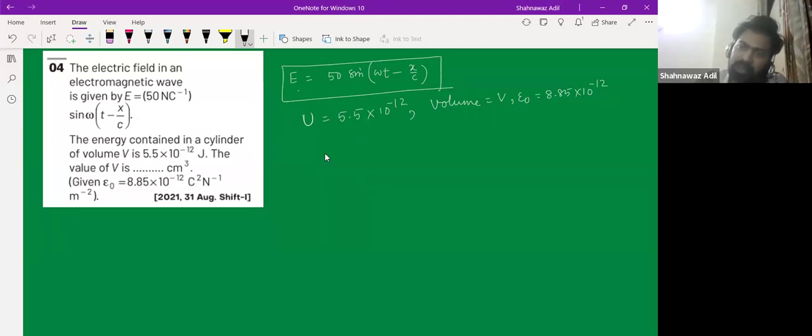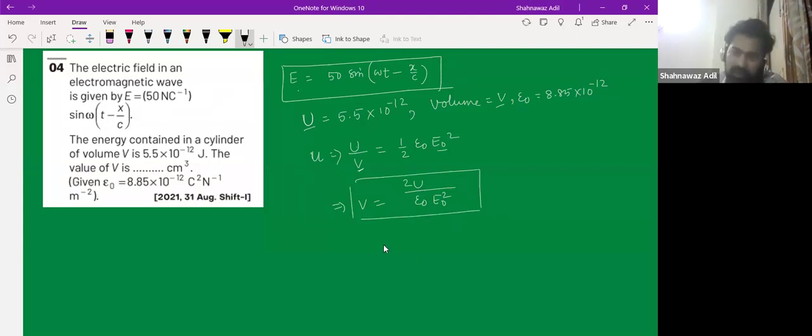And we know how the energy and volume are related. So energy density, U by V, is half epsilon naught E naught square. This thing we know, right? E naught we know, and U we know, so we can calculate this volume. So volume is simply 2U by epsilon naught E naught square. So this is the volume.